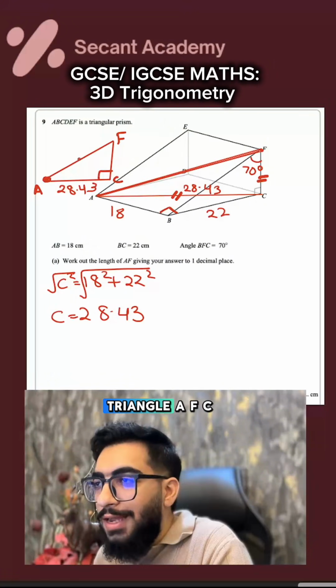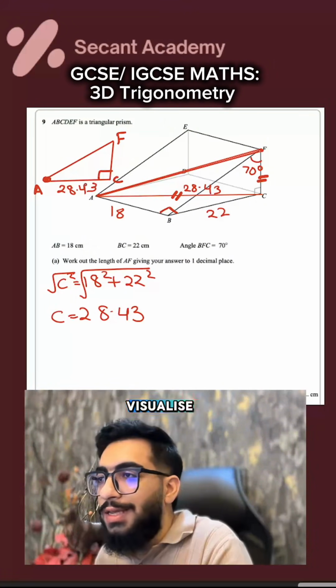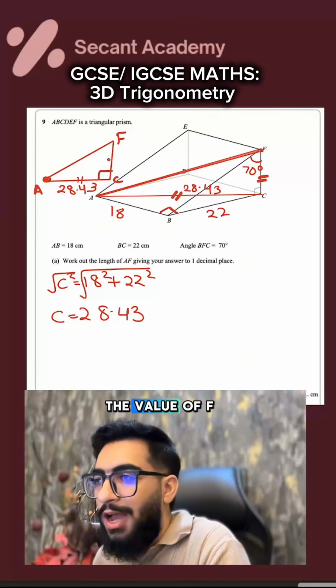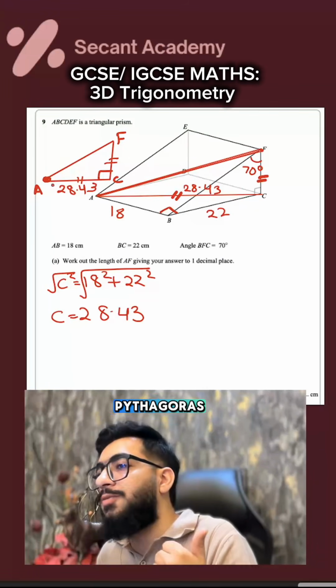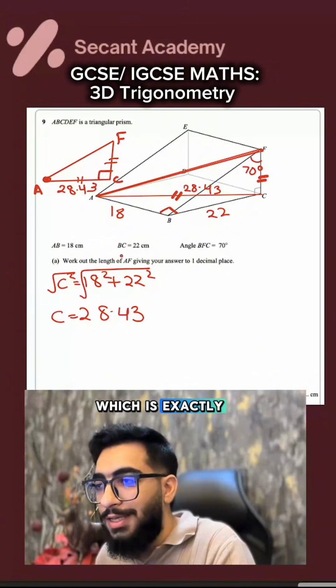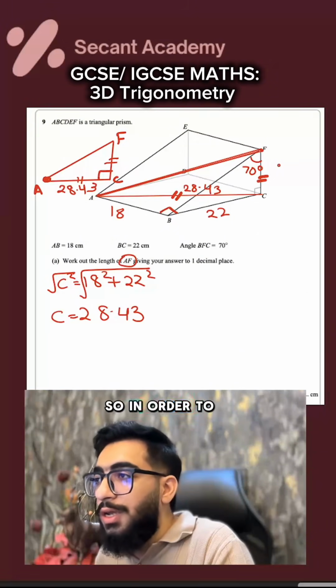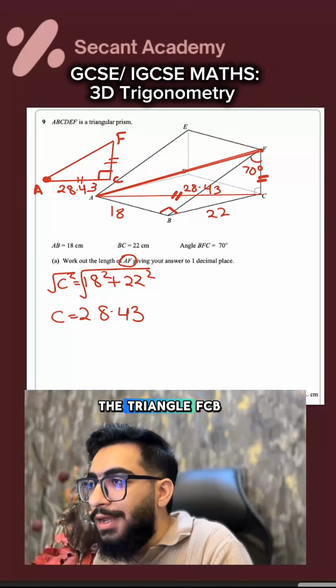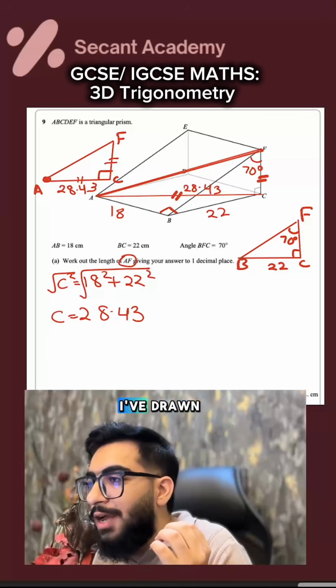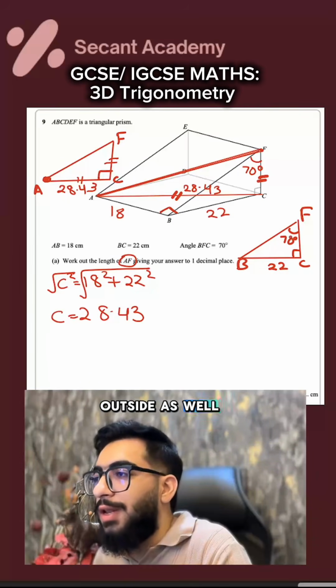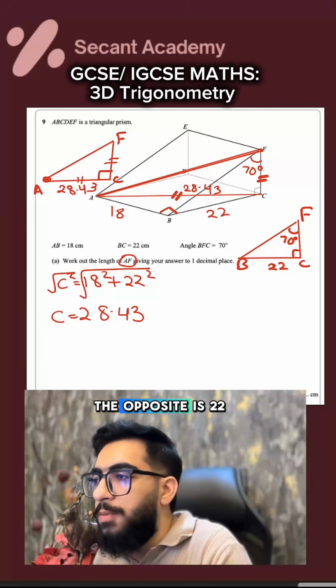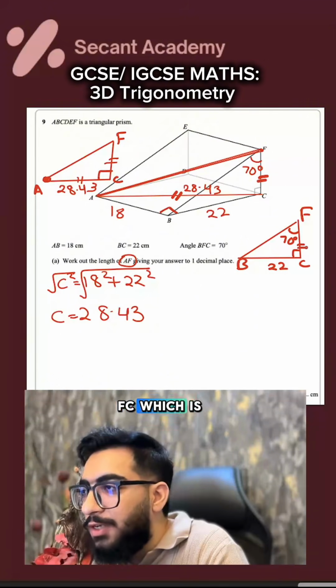I've drawn the triangle AFC outside just to visualize, and so far we know the base. We just need the value of FC, and once we get that, we can use Pythagoras theorem to find AF, which is exactly the requirement of the question. In order to find FC, we will use the triangle FCB. For visualization, I've drawn triangle BCF outside as well, and we know this angle is 70, and we know the opposite is 22, and we're finding FC, which is the adjacent.